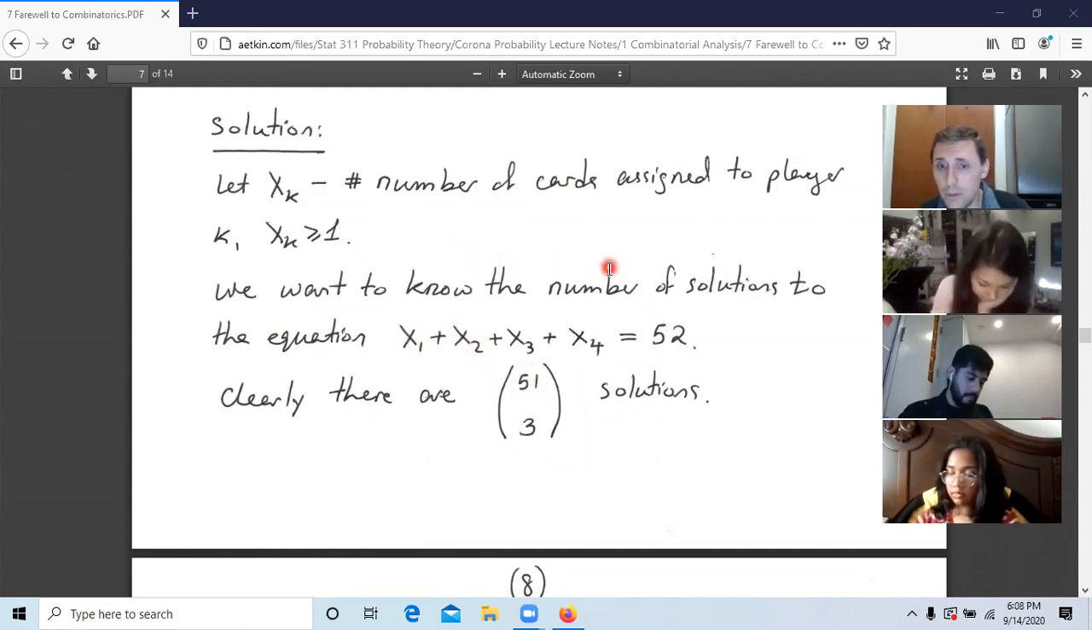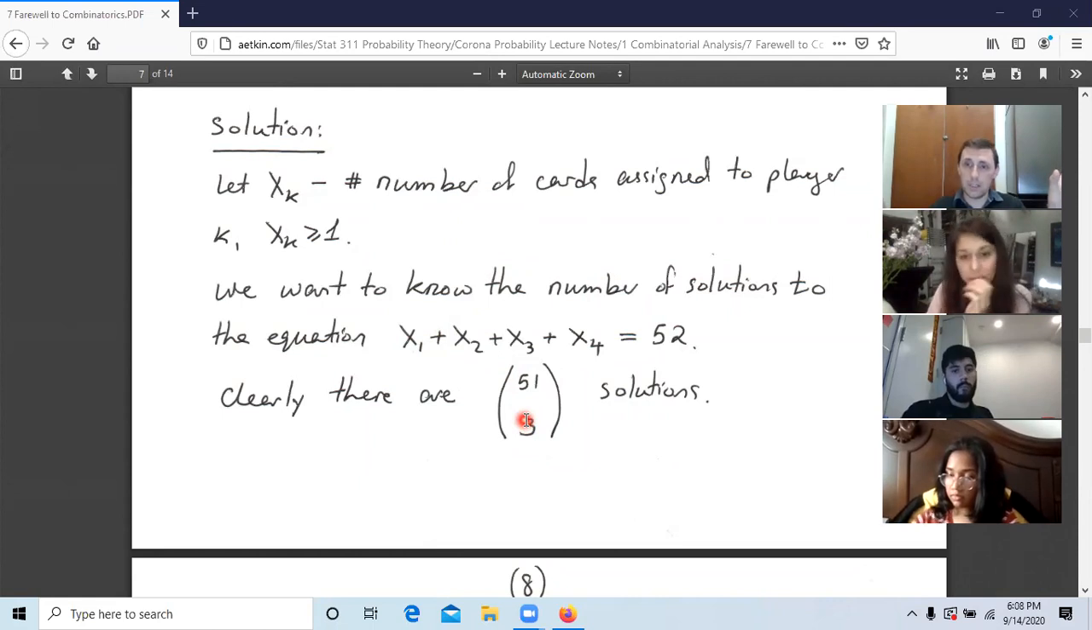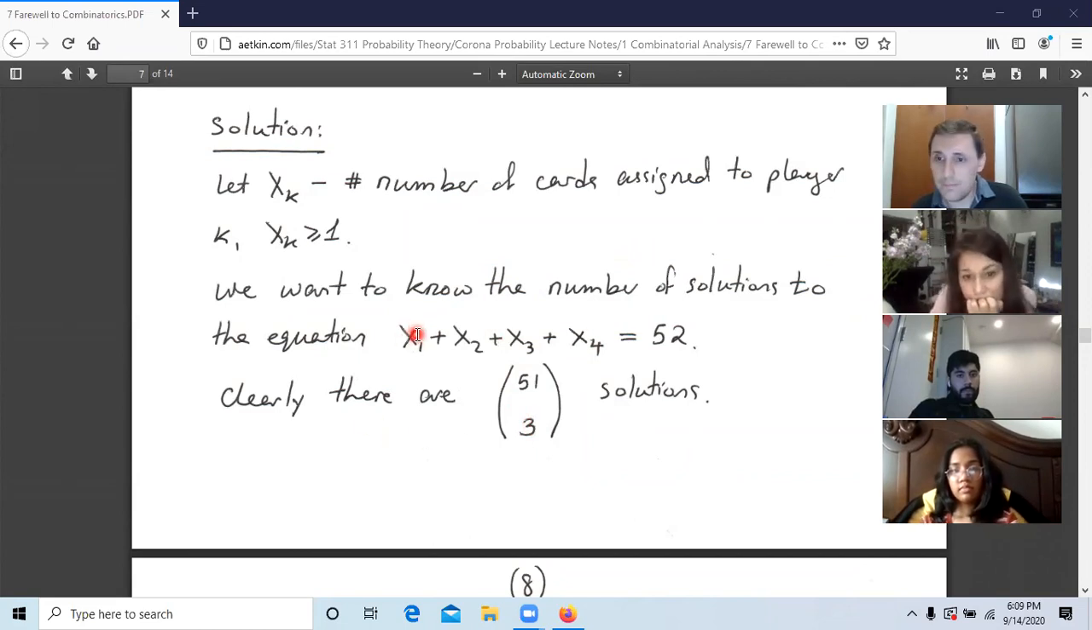Remember the matches and the 51 spaces between them. And the reason you choose three of the spaces is because choosing one space partitions the matches into two piles. Choosing two spaces partitions the matches into three piles, but we need to partition them into four piles, okay? So it's 51, choose three. I imagine the 51 spaces between the matches, and I choose the three spaces. And between the spaces is where I decide, between zero space chosen and first space chosen, is the matches that go to person number one. Good, so it's 51, choose three.